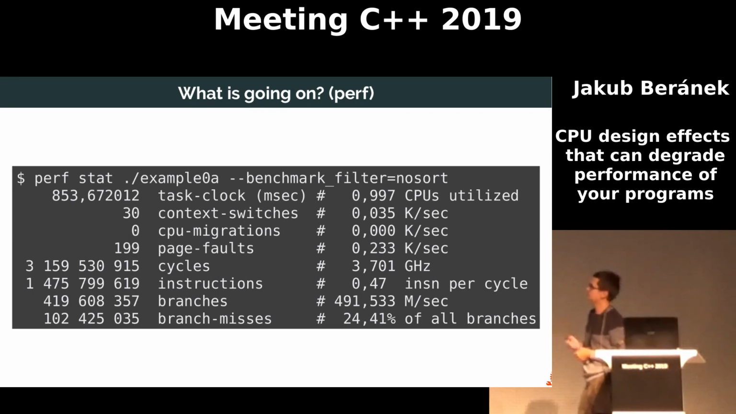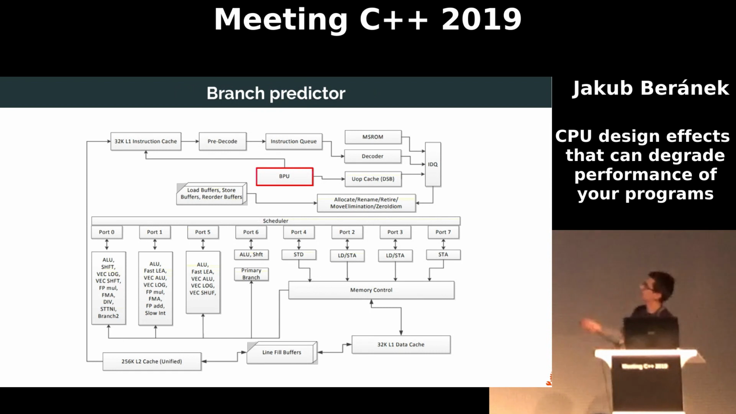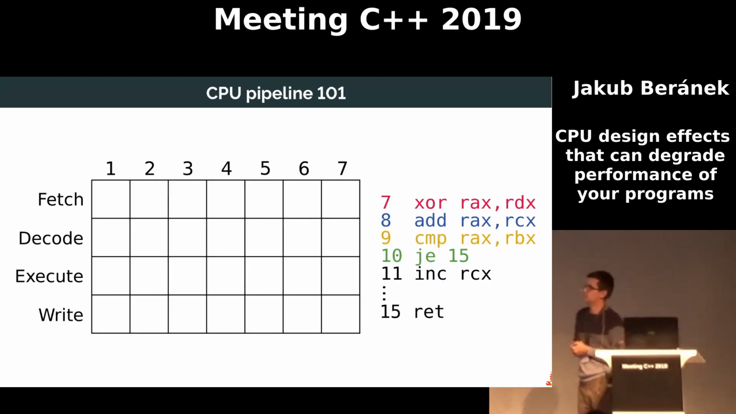So to understand what is going on, we have to look at this little box in the microarchitecture, which is called the branch predictor unit, or, for short, branch predictor. And to understand why it is even there, we need to look at the CPU pipeline. So this is a very simple diagram showing a pipeline of some simple CPU. Modern CPUs divide the execution of instructions into multiple steps so that they can process multiple instructions at once.